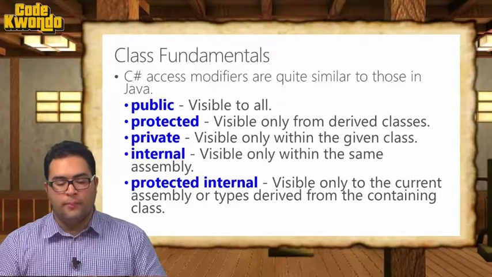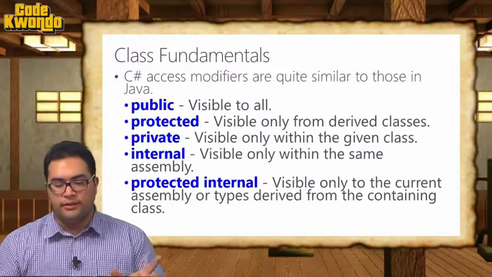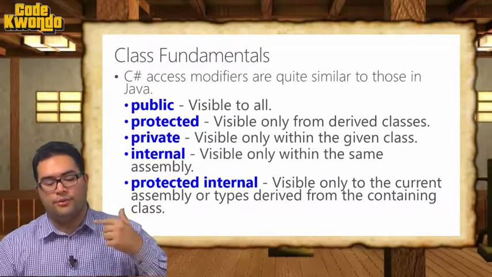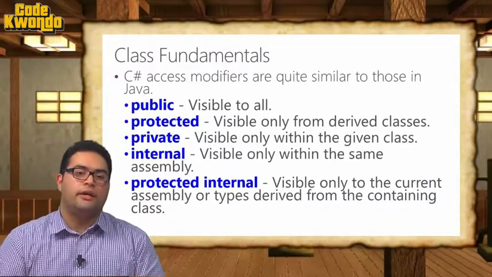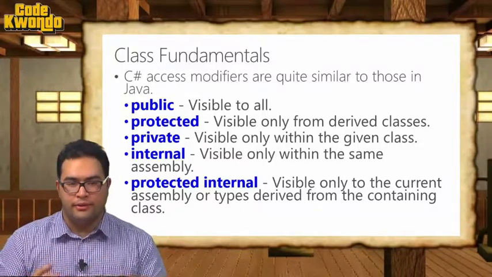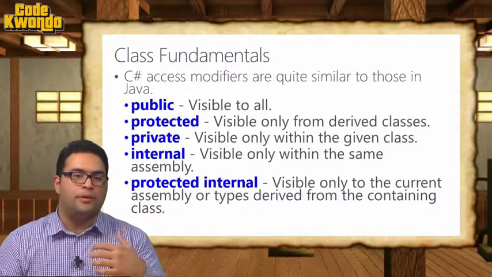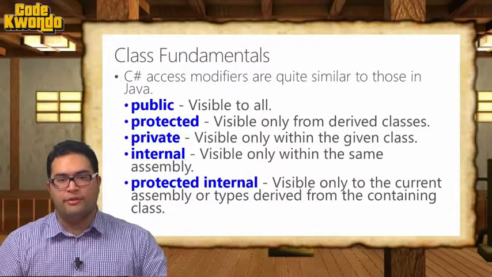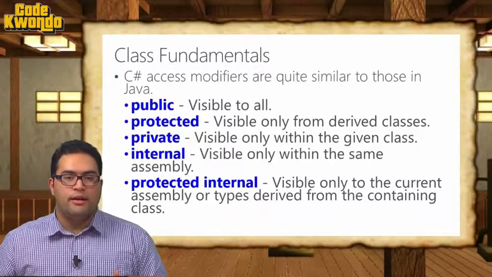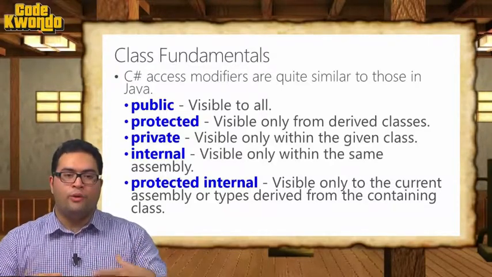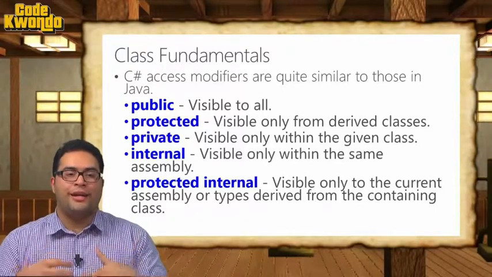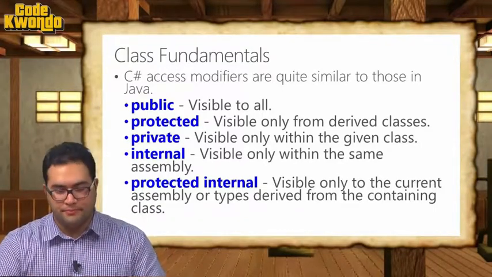The same thing with protected internal. It's another keyword. This is visible only to the current assembly or types that derive from the containing class. So it's another way to modify the access to members of a class without having to make them protected to all the derived classes that may be from another assembly outside. It's a way to make sure that only internal classes in that assembly can inherit and override these methods.